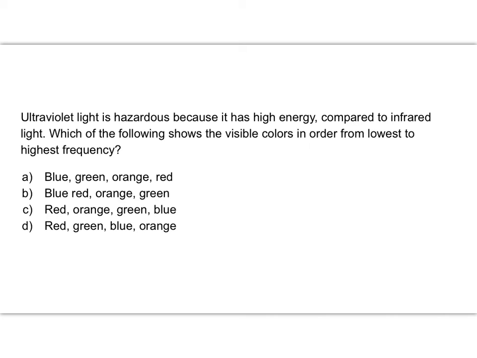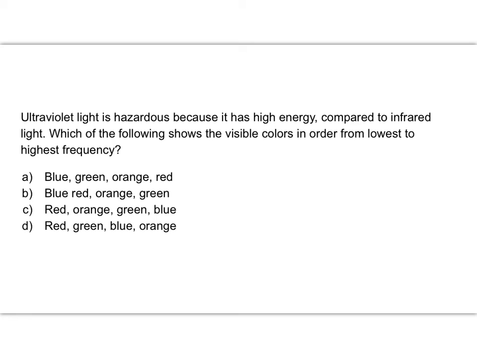Okay, again, talking about the energy, ultraviolet light has high energy, which is why it's dangerous. It can damage our cells. So compare that to infrared light, which has lower energy than ultraviolet. Which of the following shows the visible colors? Well, keep in mind we're going from violet having high energy to red having low energy. Ultraviolet is beyond violet, infrared is below red.